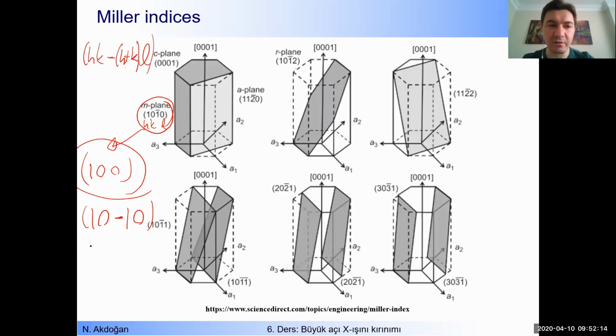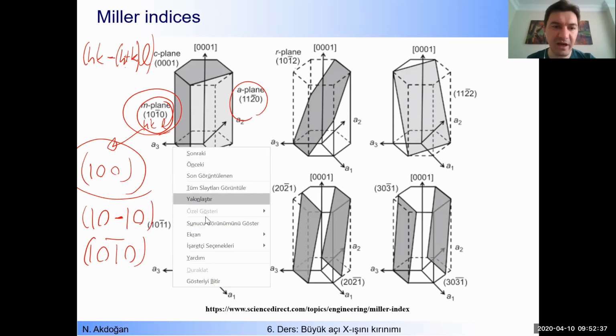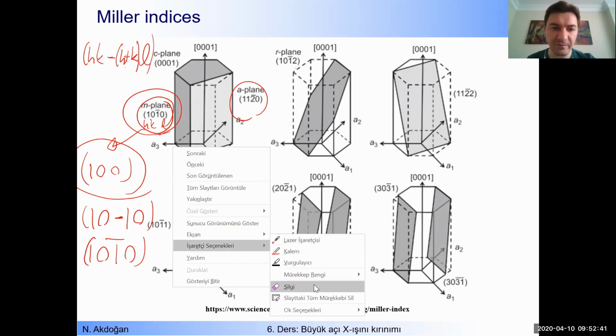Okay, or you can show it like this, as it is presented here. So look at this one, 1, 1, minus 2, 0. In hexagonal crystals, it is like this. In addition to that information, in hexagonal crystals, we have different predefined surfaces.